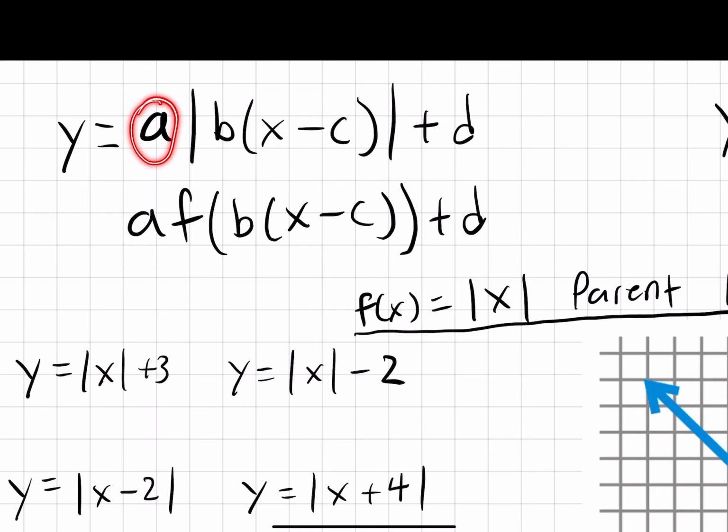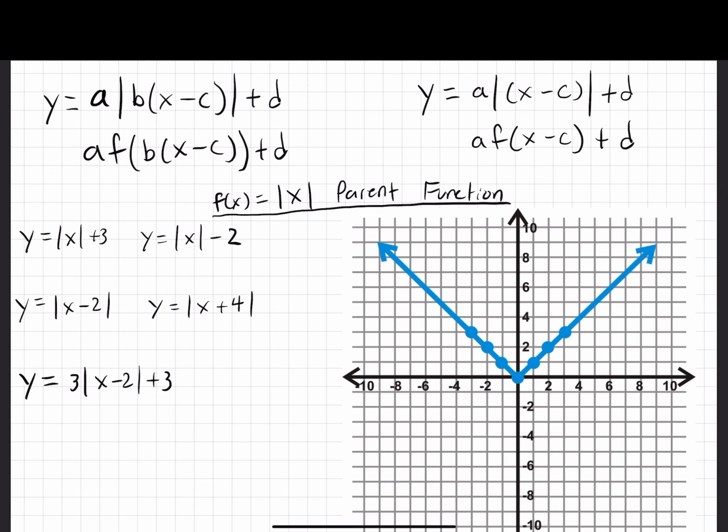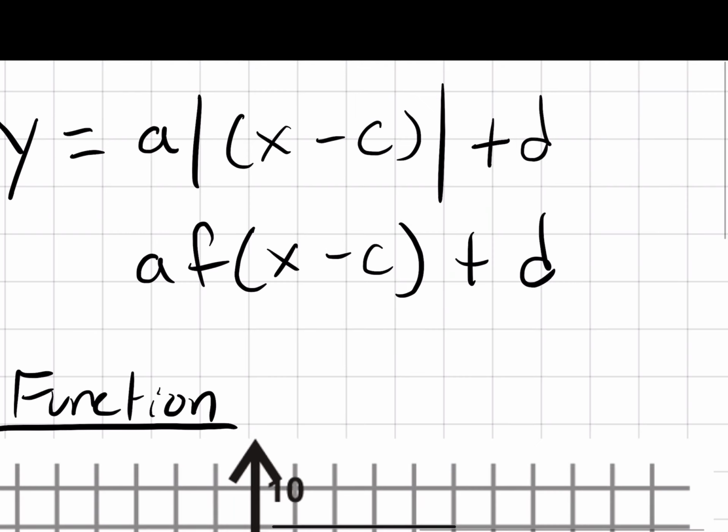We could multiply an a out front of the absolute value, multiply a b on the inside of the absolute value, add or subtract some value c on the inside, and add or subtract some value d on the outside. On my test, we're not actually going to be going over any b transformations, so there will be no horizontal stretches or compresses. So I simplified it down to a, c, and d.